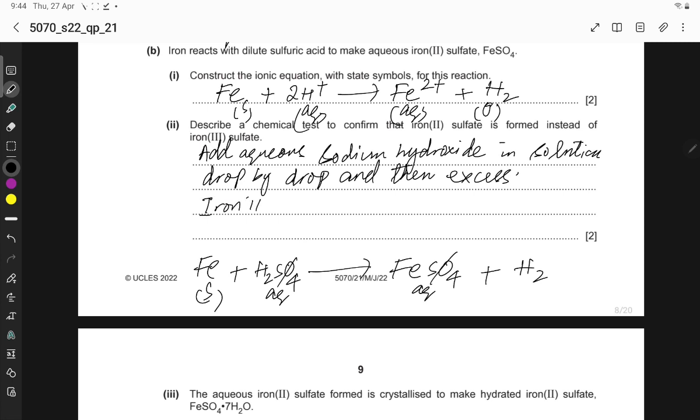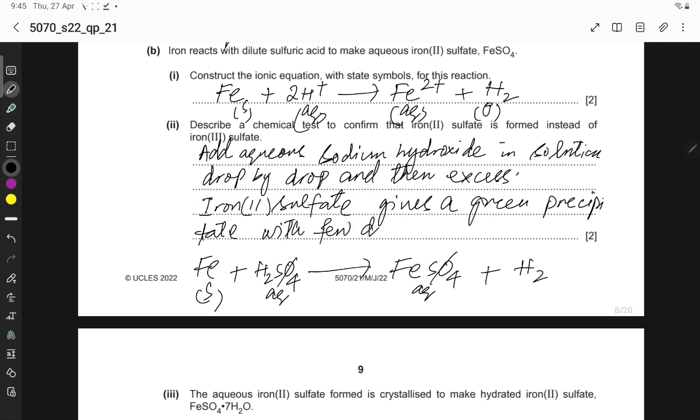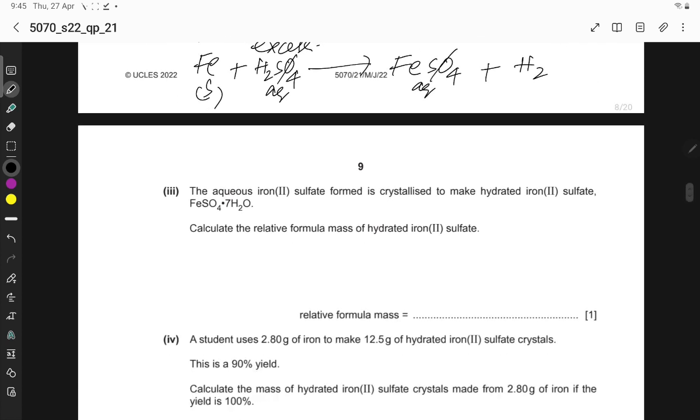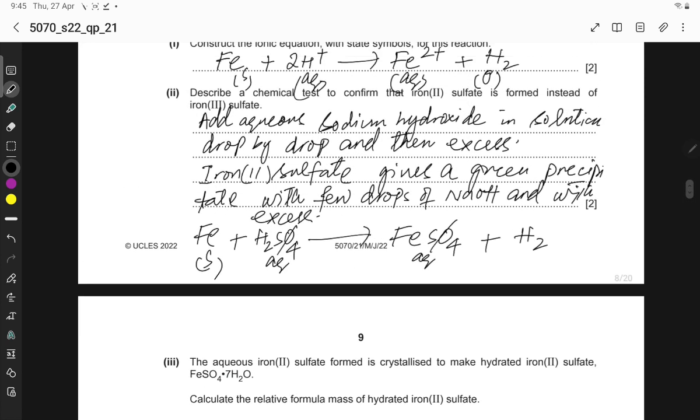Iron 2 sulfate gives a green precipitate with few drops of sodium hydroxide and with excess. This is a test of iron 2 ions.